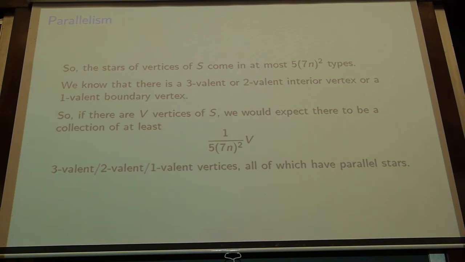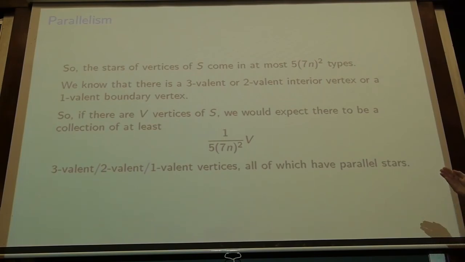So we know that there is some 3-valent or 2-valent interior vertex. Suppose we had V vertices, and suppose, and this is a big supposition, that the number of vertices of each type was uniformly distributed amongst all the different vertex types. Well, we know that there are at most this many types of vertex. So therefore we would know that if there were V vertices, there would be this many vertices of 3-valent, 2-valent, or 1-valent type, all of which were parallel.